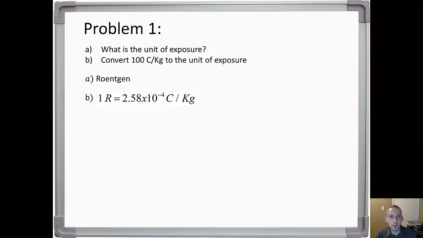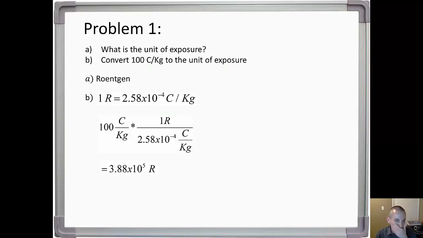Okay, so 1 Roentgen is equal to 2.58 times 10 to the negative 4 coulombs per kilogram. You should have that conversion memorized. So here's the conversion, and we get 3.88 times 10 to the 5th Roentgens.